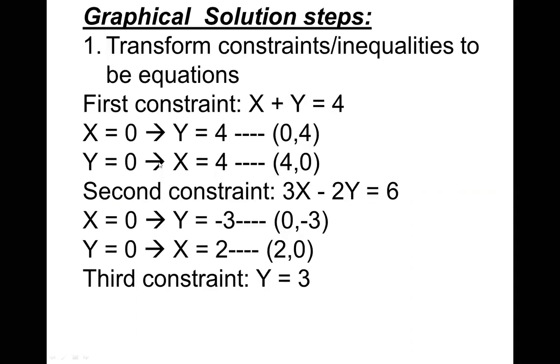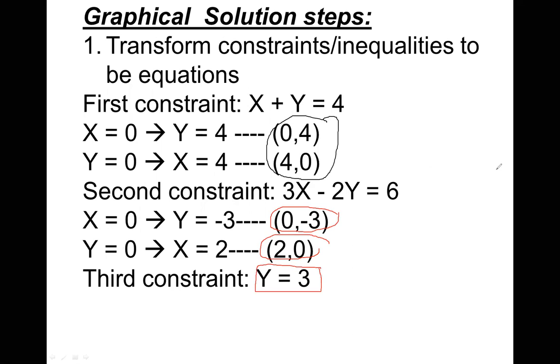Step 1, transform the first constraint by direct substitution. Now x plus y equal 4, if x is 0 then y is 4, point 0, 4, and if y equal 0 then x equal 4, so the first 2 points for the first constraint are 0, 4 and 4, 0. The second constraint 3x minus 2y equal 6: if x equal 0 then y equal negative 3, first point 0, negative 3, and if y is 0 then x equal 2, point 2, 0. For the last constraint, it's a horizontal line, so we don't need any points to visualize it. Okay, so that's step 1. It's very easy and direct.